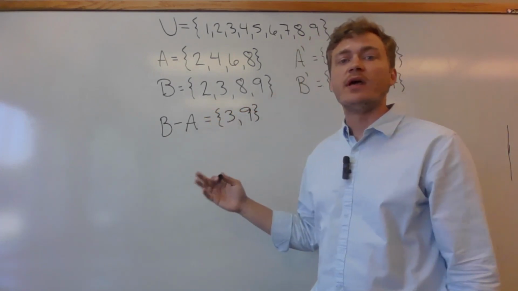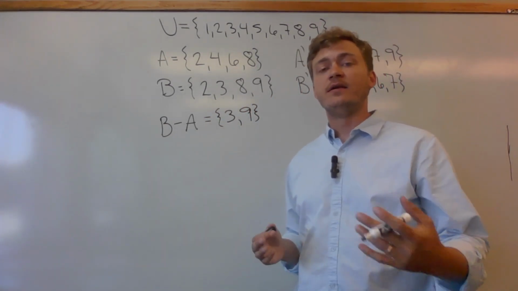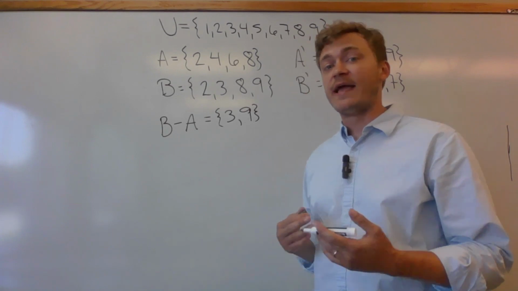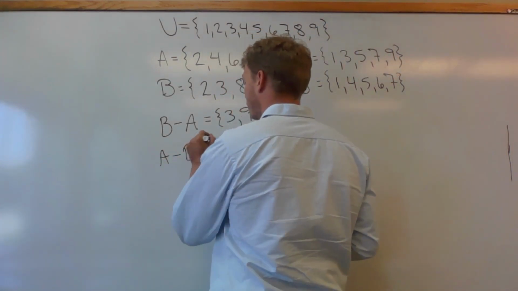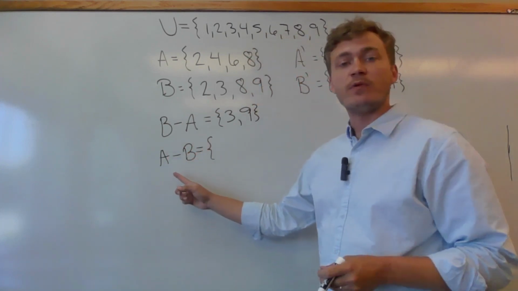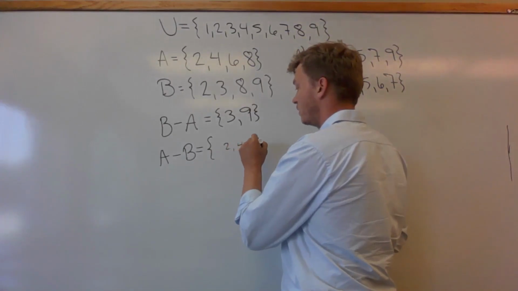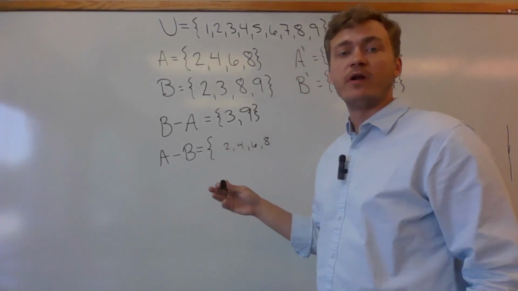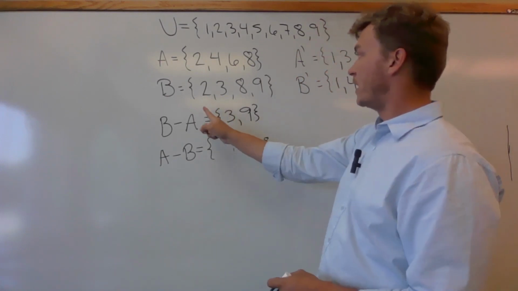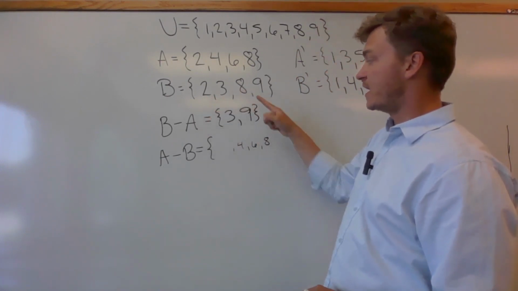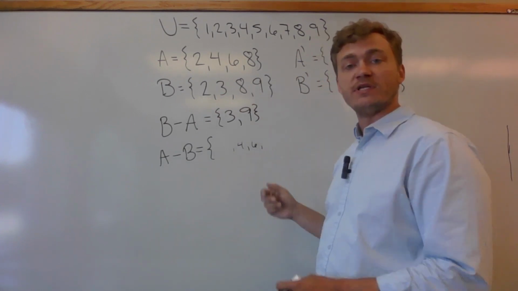I start with the elements in B, and I take away any of the elements that I find in A. So if I switch this and did A minus B, starting with A contains 2, 4, 6, 8. I'm taking away whatever's common from B. B contains a 2, I'm taking it away. And we saw again, right, B contains an 8, I'm taking it away. So A minus B would be 4 and 6.